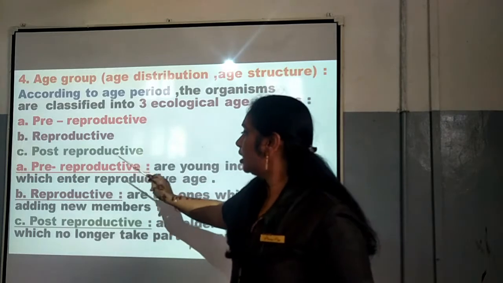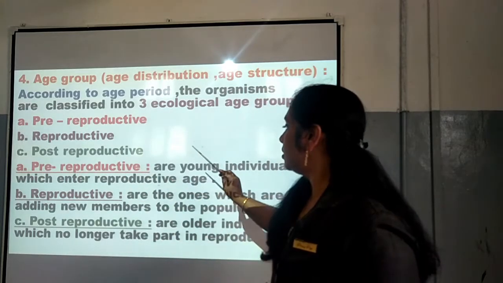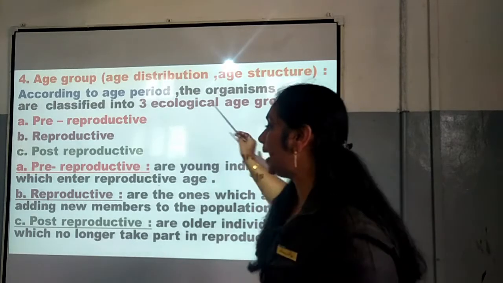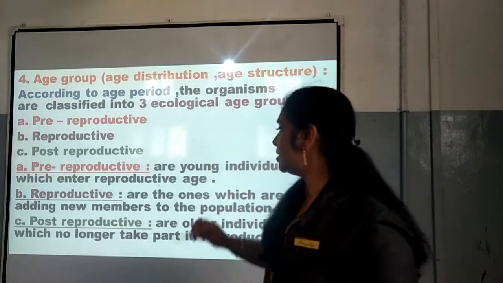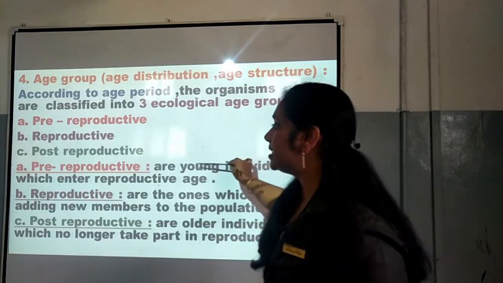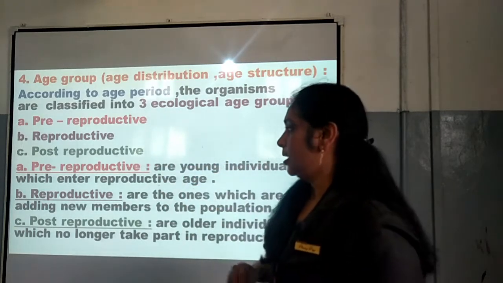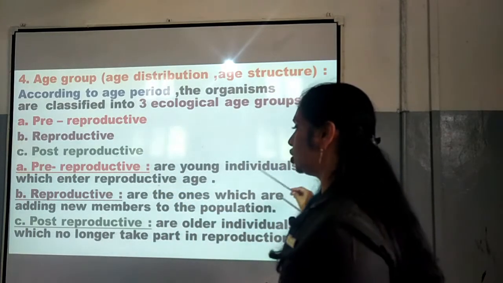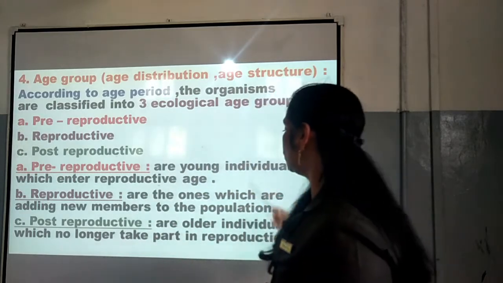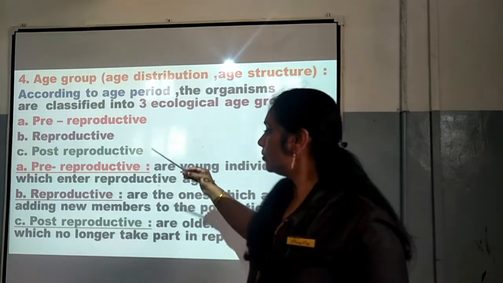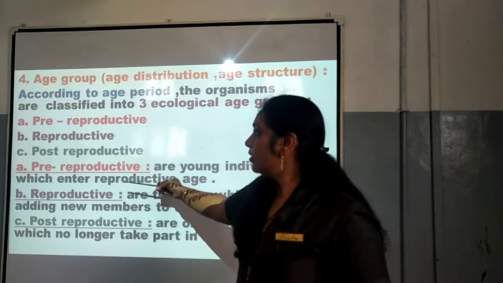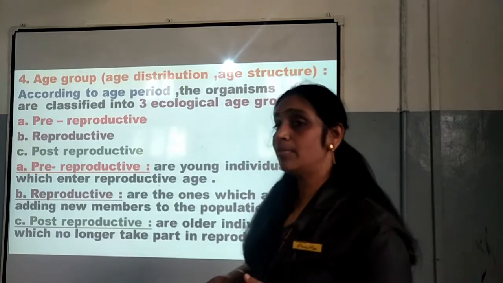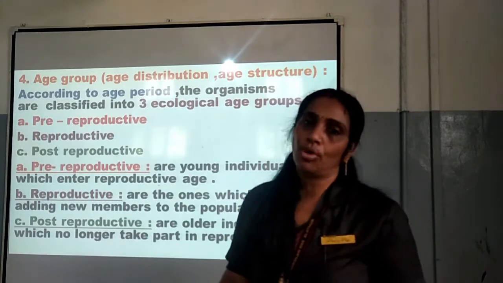The first one is pre-reproductive. It is the stage where young individuals enter reproductive age. That is, the young individual stage is the pre-reproductive stage. Reproductive are those which are adding new members to the population. We can say reproductive age groups are those which are able to add new members to the population.